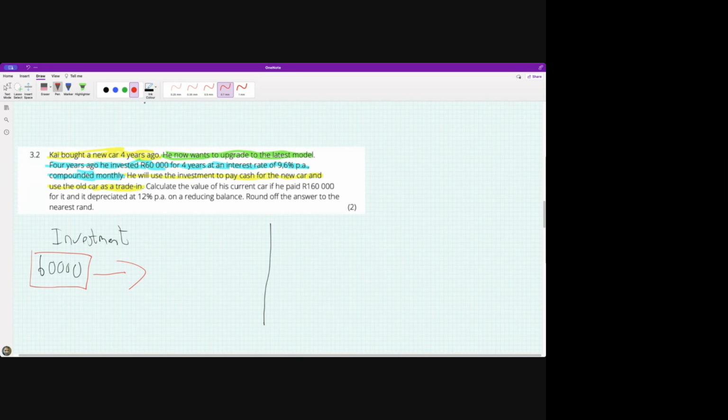So first of all, we need to think, what is the correct formula for this? This is not losing value. This is increasing in value. How much is the 60,000 going to turn into after 4 years? Who has an answer for me for this one?